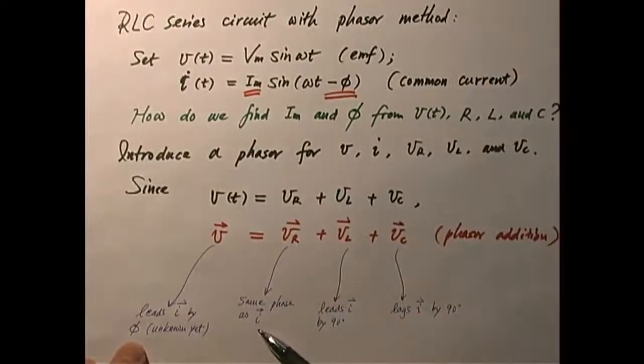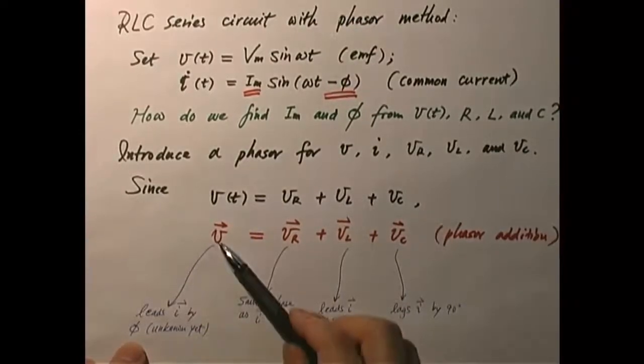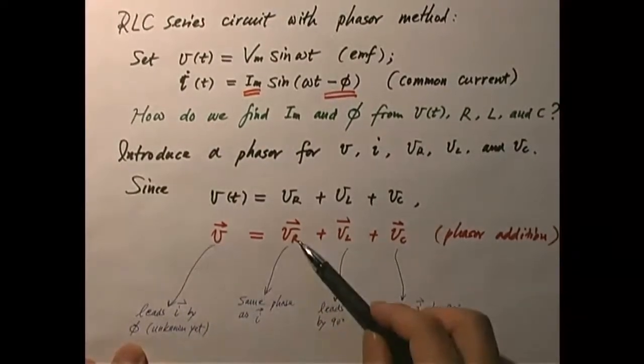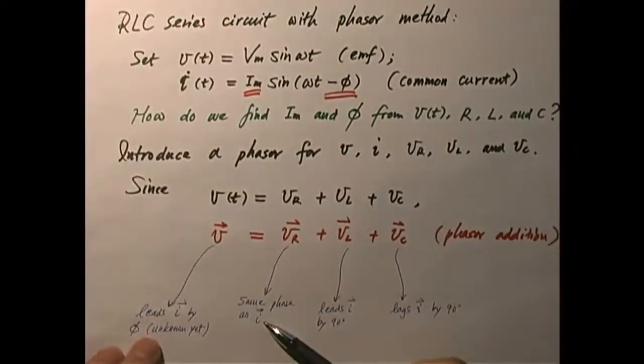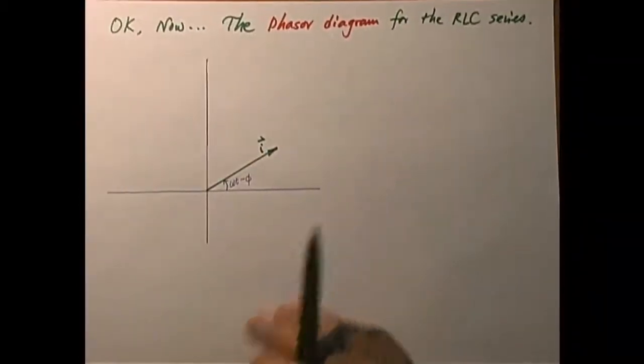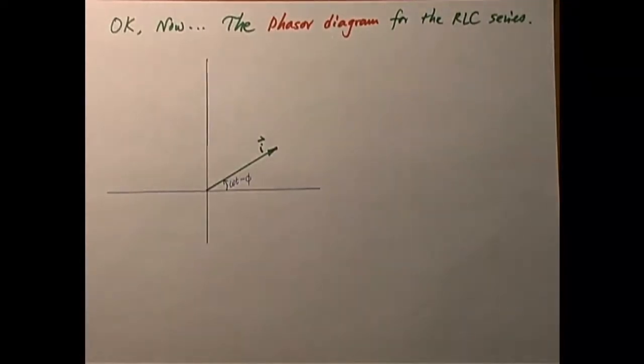VR has the same phase as the current I. So I'm using the phase of the current phasor as a reference. With that reference, V, the total EMF, leads by phi. VR has a phase angle of 0 relative to the current phasor, the same phase. VL leads the current phasor by 90 degrees, and VC lags behind by 90 degrees. Keep these in mind. Now we are going to draw the phasor diagram.